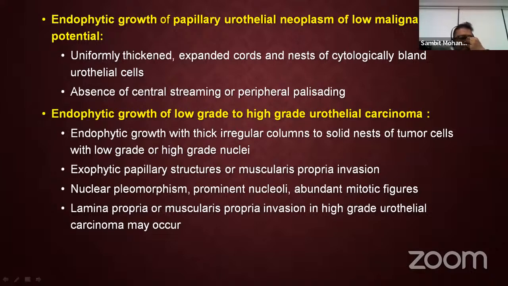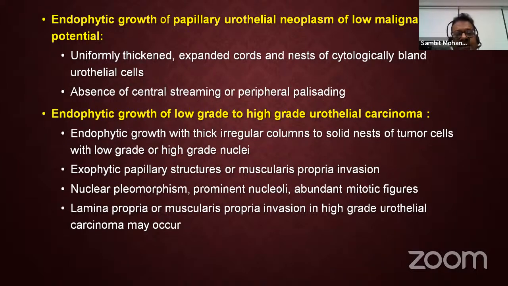So the differentials of this are important. You can have an endophytic growth pattern of a papilloma or a PUNLMP. How do you differentiate that from an inverted papilloma? In inverted urothelial papilloma, you see central streaming, peripheral palisading and uniformly thickened and expanded cords of cells which are going inward.